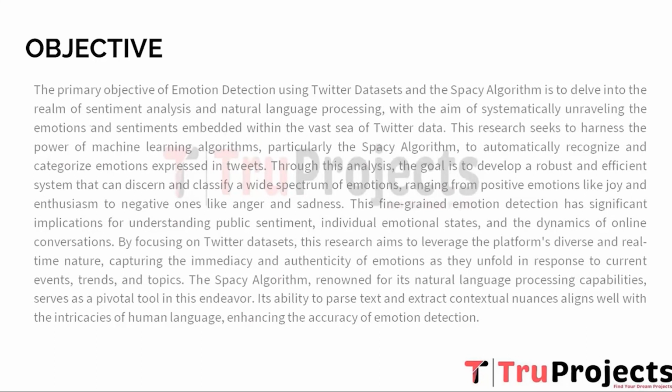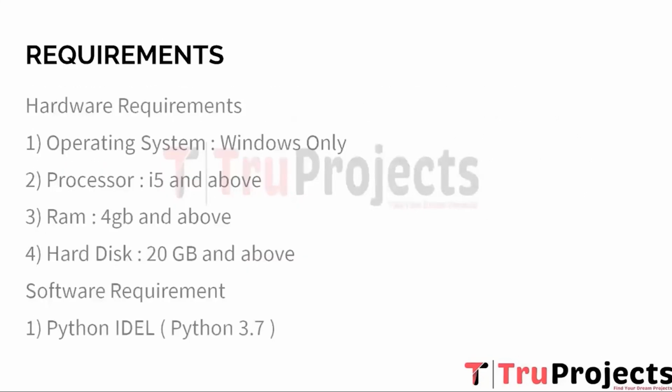accuracy of emotion detection. So now coming to the requirements part, we have two types of requirements, that are hardware requirements and software requirements. In hardware requirements, operating system as Windows is required, processor i5 and above, minimum 4 GB of RAM is required, hard disk 20 GB and above. Coming to the software requirement part, Python IDE, that is 3.7 version, is required.